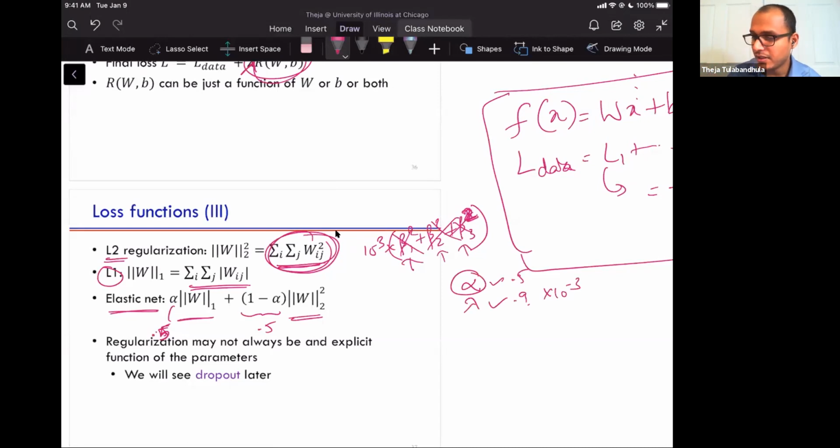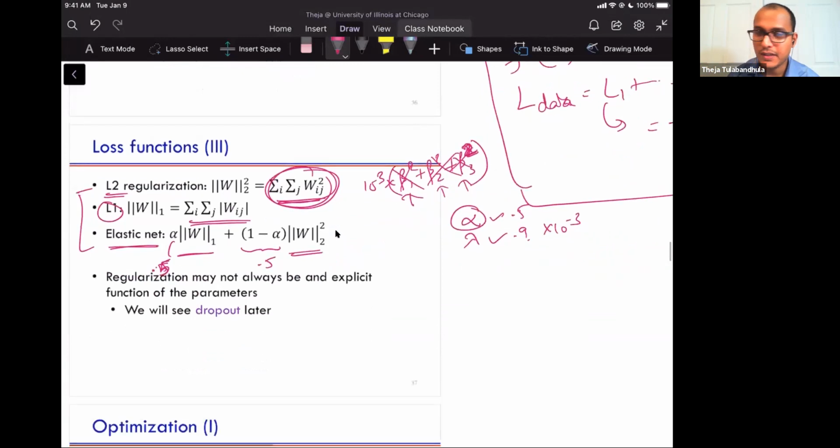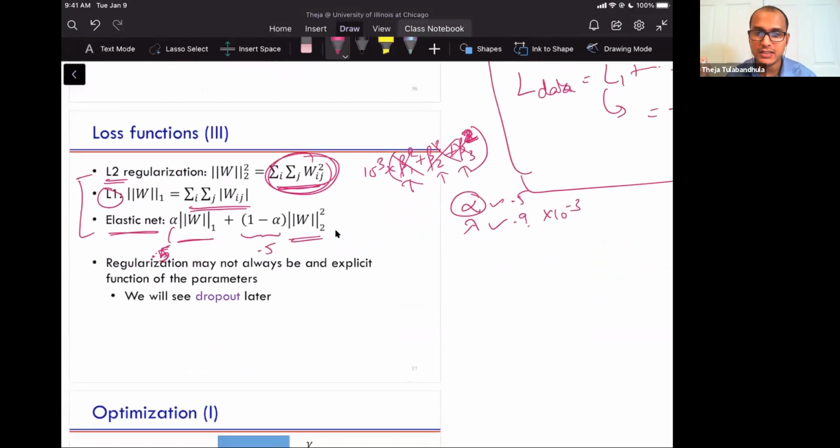So these are examples of regularization. And we'll see one type of regularization a couple of lectures from now. It's called dropout, in the context of convolutional neural networks. It's going to be a little bit different than explicitly writing a function like this. But this is just a teaser. We'll actually discuss what exactly dropout is a couple of lectures from now.